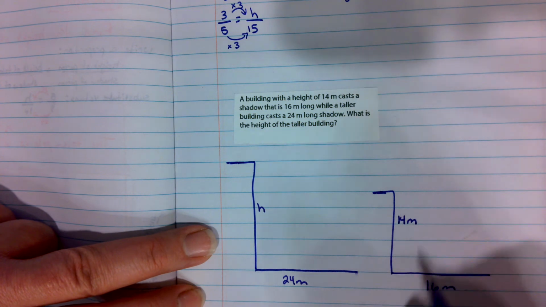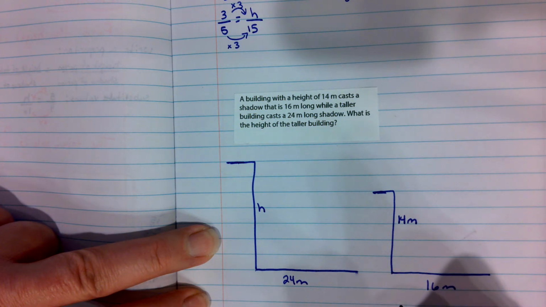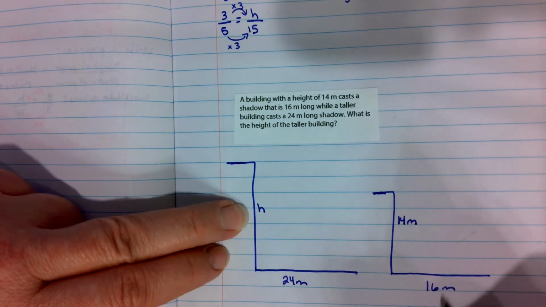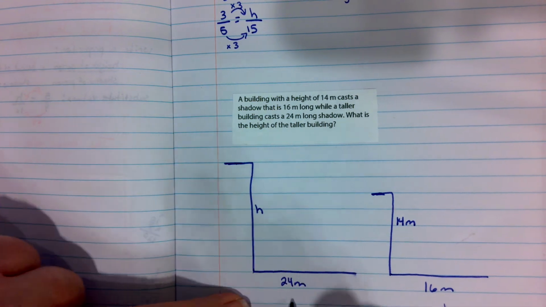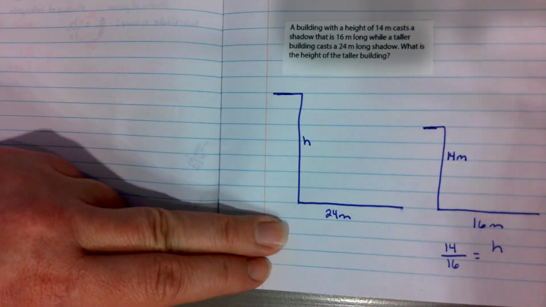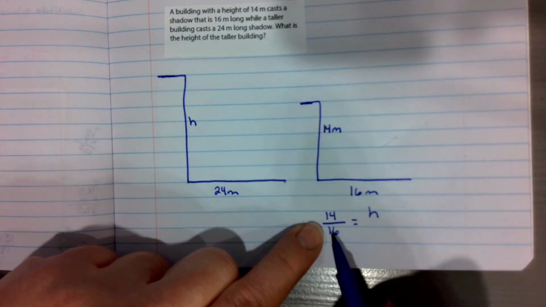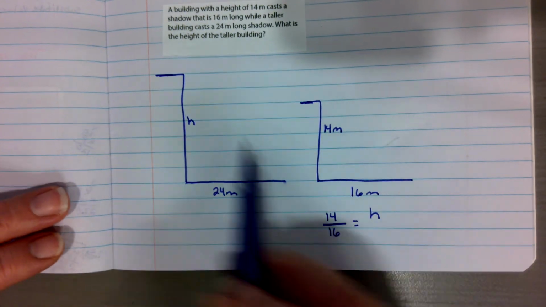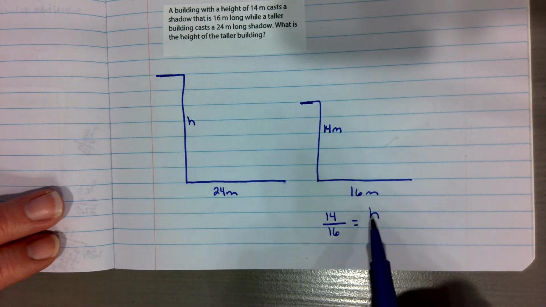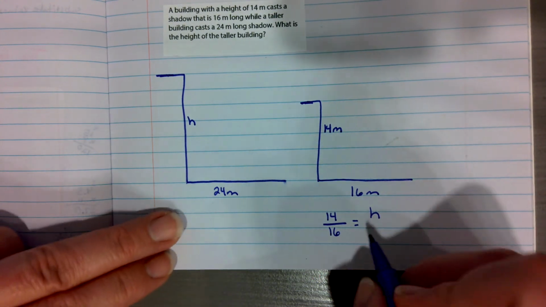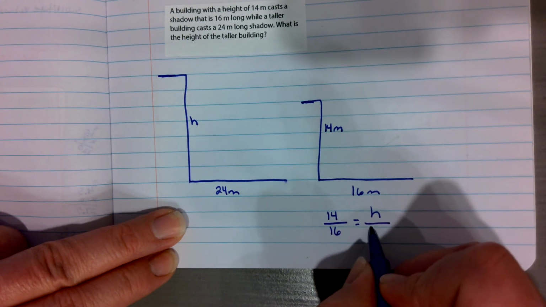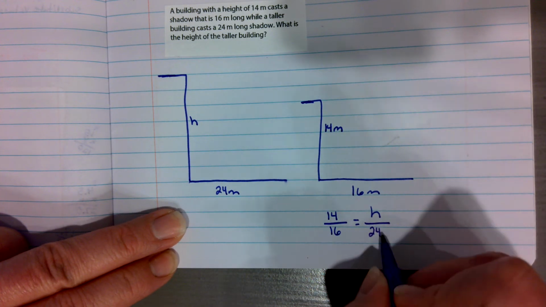So I'm going to go height over shadow is equal to height. I don't know my height here. Over, oh, sorry. So I did height over shadow of the smaller building. Those are my knowns. My unknown, I do not know my height of the taller building. But I know the shadow length is 24 meters.